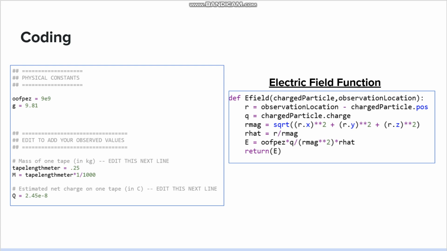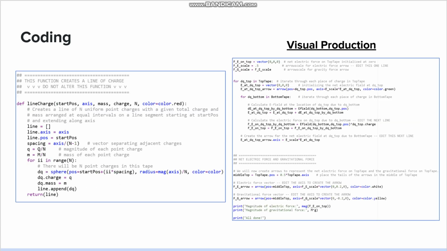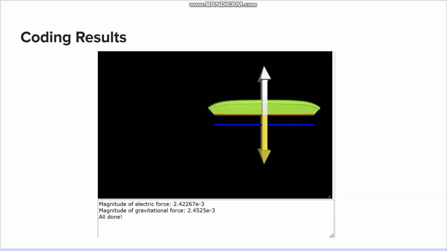As can be seen on the left are my physical constants, including the K constant, G constant, mass of the tape, and the estimated net charge on the tape, which was experimentally determined. And in the right picture is my electric field function that was created in order to substantiate the electric field. On the left picture is the function that creates a line of charge for this lab, and in the right picture is all of my coding in order to create the images that will be seen on the next slide.